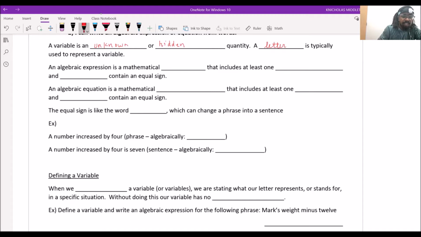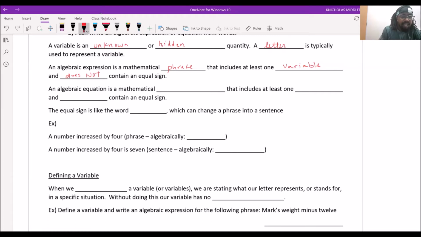We already talked about expressions, but an algebraic expression is a mathematical phrase that includes at least one variable and does not contain an equal sign. Okay, we looked at that at the end of one of the previous notes when we had 5x plus 2y, evaluate that when x is 5 or something.